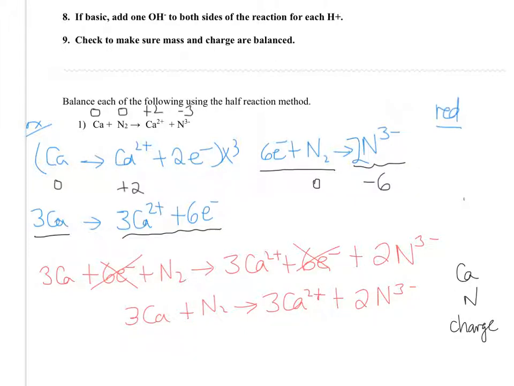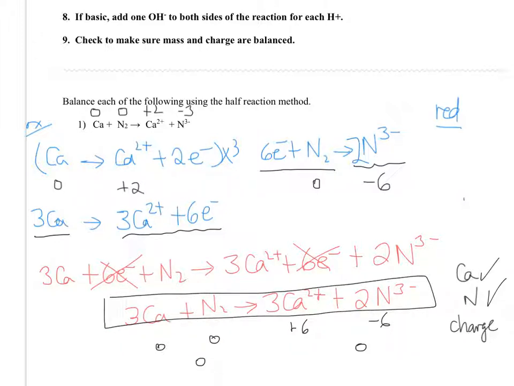So let's look at the calcium. We have 3 and 3, so that checks. The nitrogen, we have 2 and 2, so that checks. The charge, this is neutral for a total of 0, or neutral. This is plus 6, this is minus 6 for a total of 0, or neutral, so they match. So that means it is correct. So this is your balanced equation.